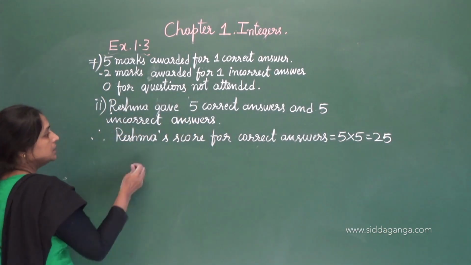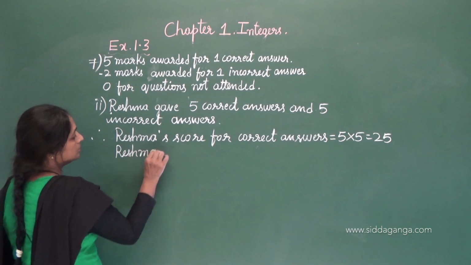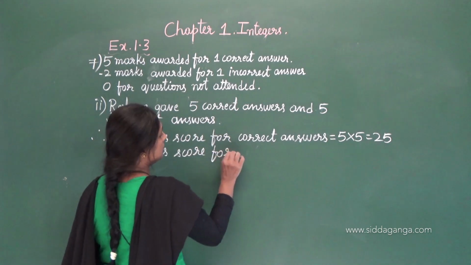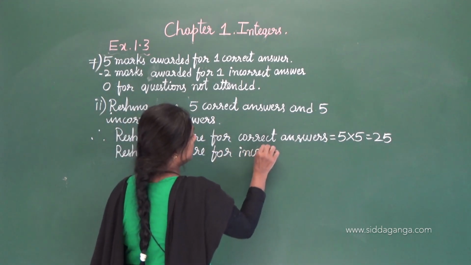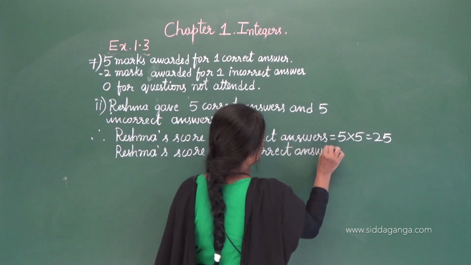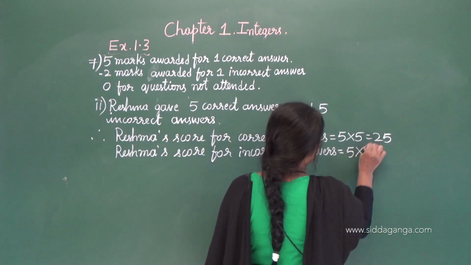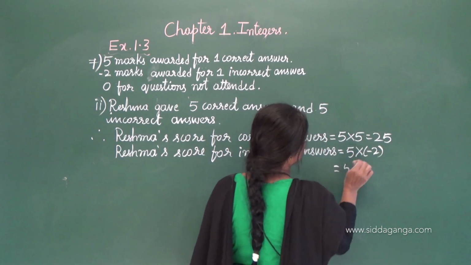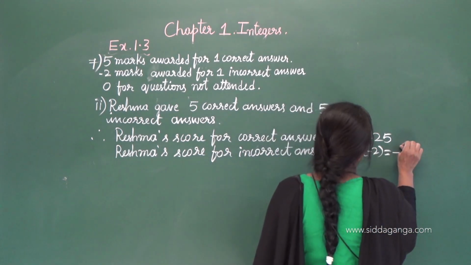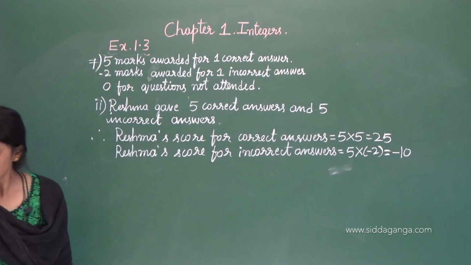Okay, then Reshma's score for incorrect answers is equal to 5 into minus 2. Plus into minus is minus, 5 2s are 10. Okay, she scored minus 10 for incorrect answers.